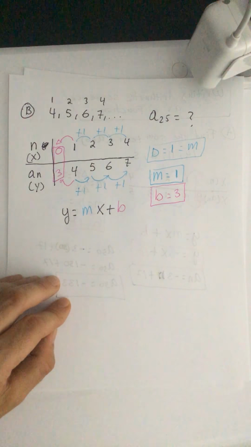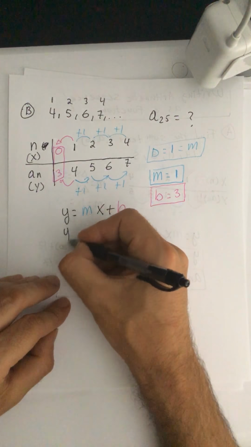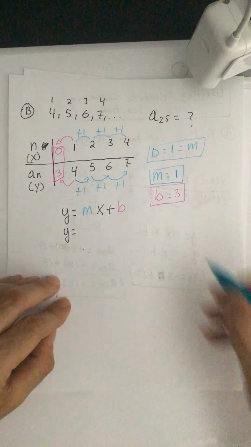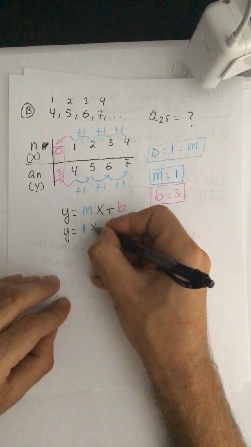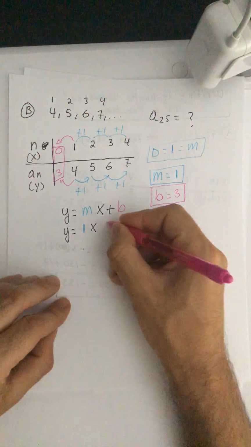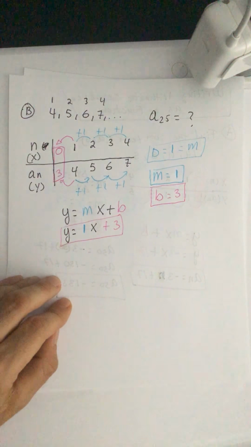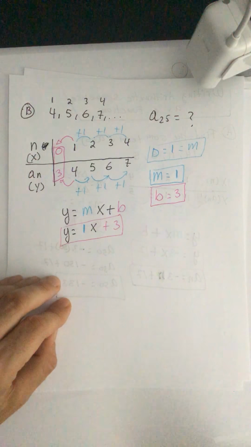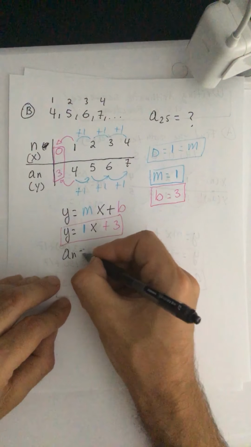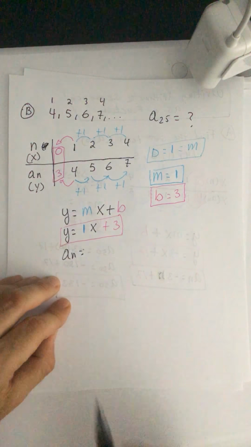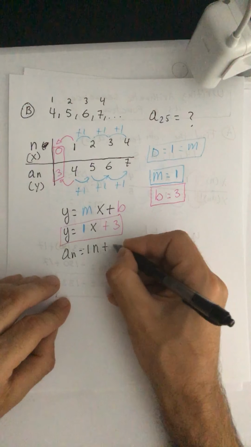Okay, now I got everything. I can write down the function of the equation, and what will be y equals 1 times x plus 3. Okay, that is my equation. I can write it down as a function of n, so I can write it down as A of n, it's the same thing, right, equals 1n plus 3.